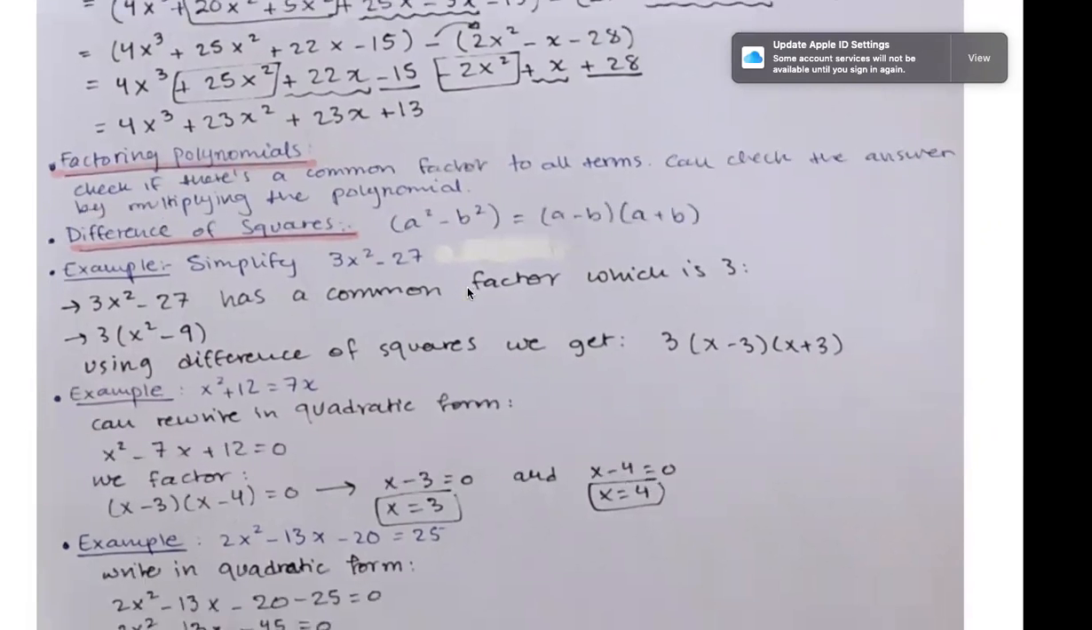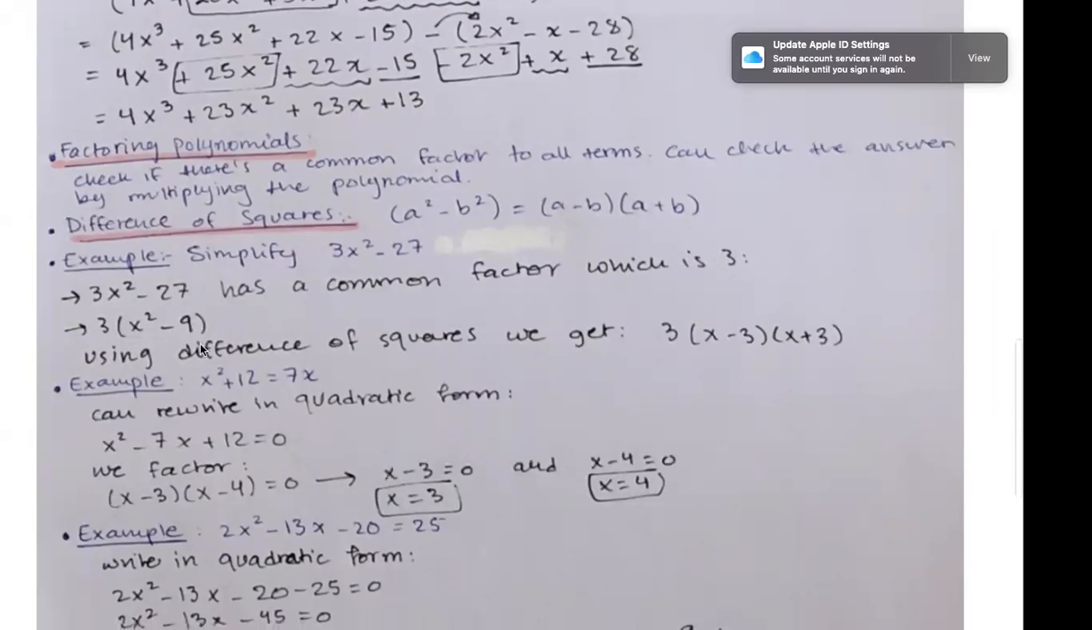So how do we apply the factoring of polynomials and the difference of squares? Let's take this example, 3x squared minus 27. This has a common factor, which is 3, because you can divide both terms by 3. If you take 3 as a common factor, it's multiplied by, when you divide the first term by 3, you get x squared, and when you divide the second term by 3, you get negative 9.